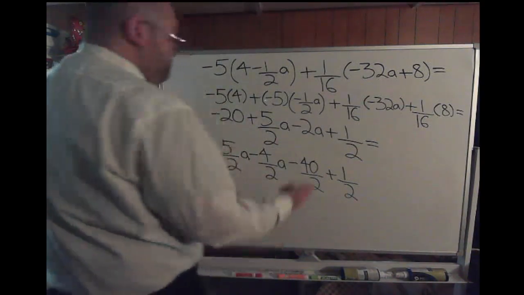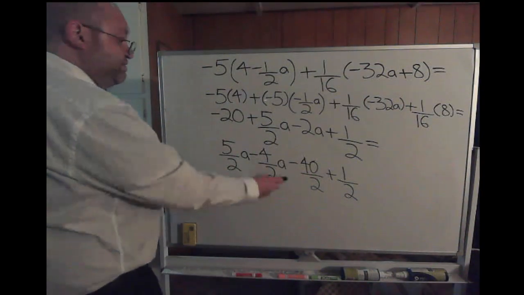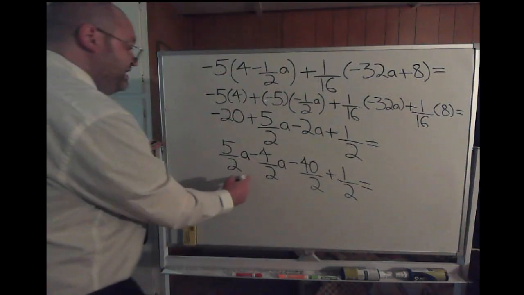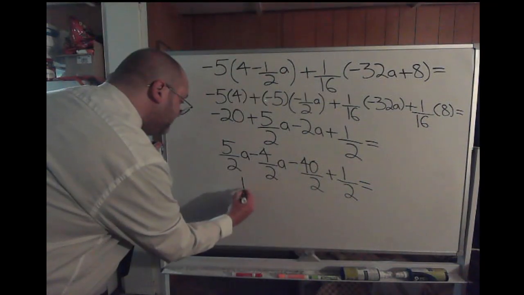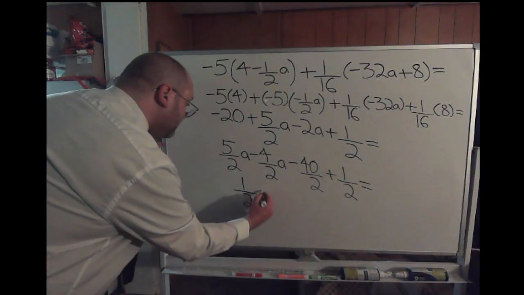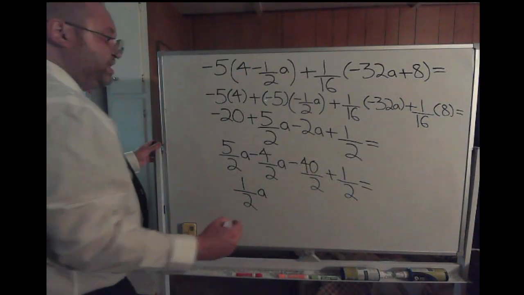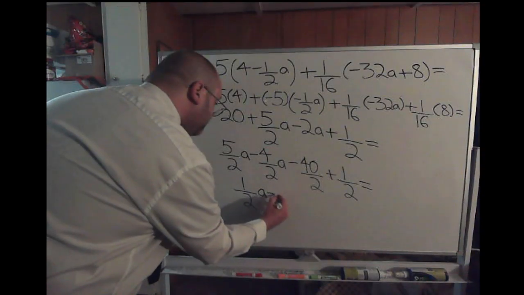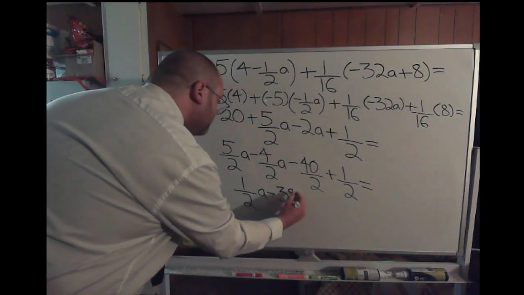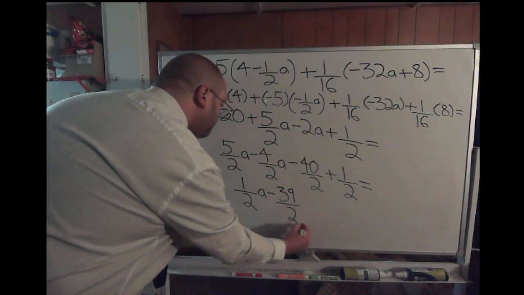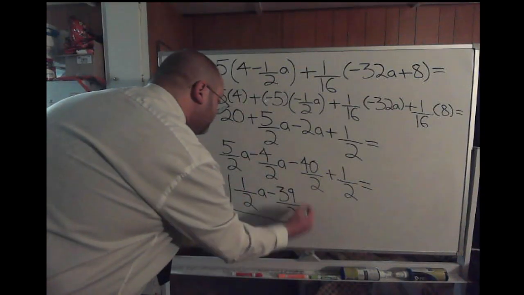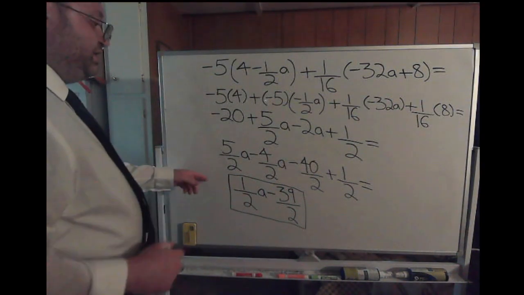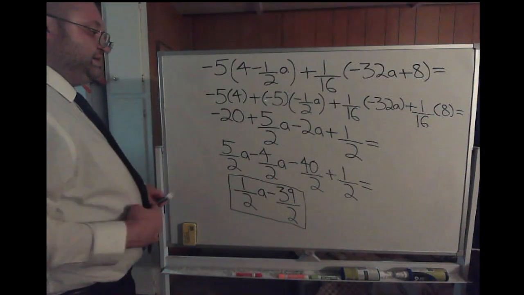So now you got your like terms together, you can go ahead and take care of those. You have 5 halves a minus 4 halves a. That'll give you a half a. You'll have 1 half a. Then you have minus 40 halves plus 1 half. That'll give you minus 39 halves. So the answer you should get here would be 1 half a minus 39 halves. That's exactly what you should get.